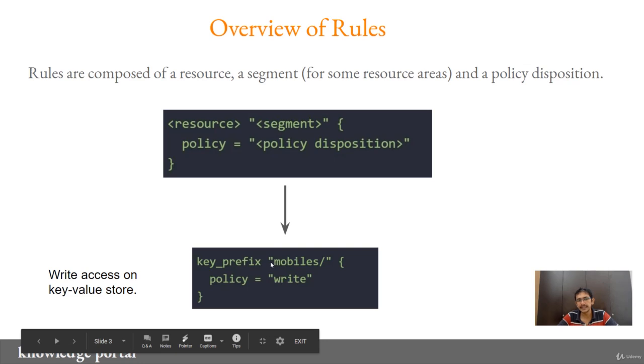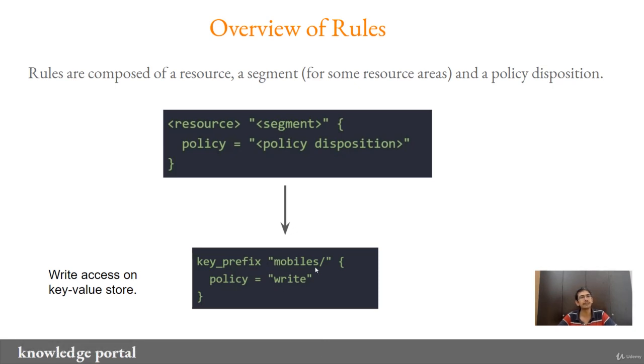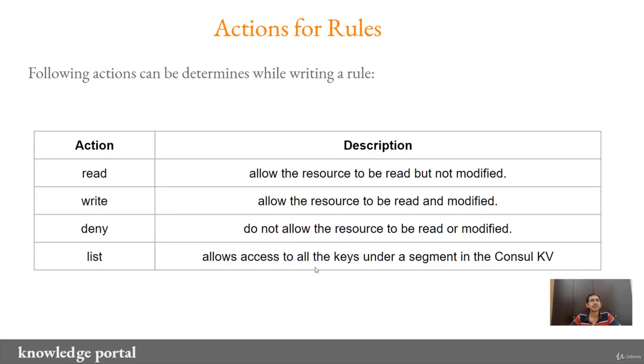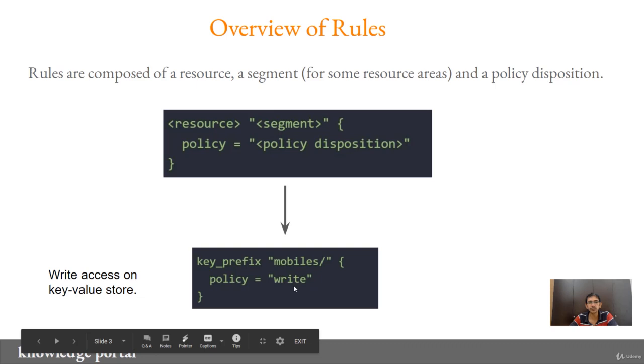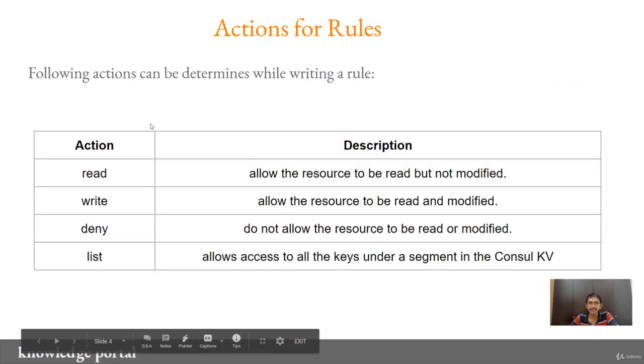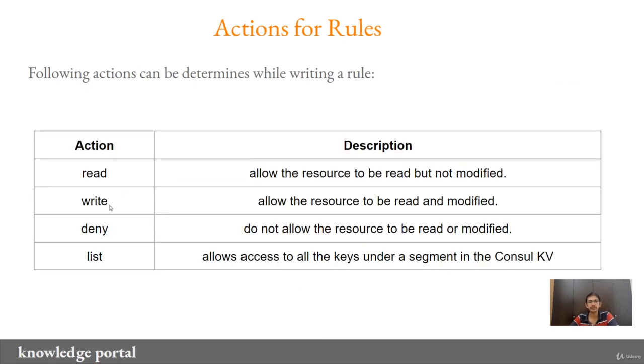Just by reading this, it is very easy to understand that the token that is associated with this will have the write access under the path of mobile of the key value store in Consul. When you discuss the action of the rule, for example here the policy had the action of write. There can be various other actions as well. So you have action of read, action of write, action of deny, and you also have an action of list that can be used over here. With this, let's directly jump into practical so that this specific concept can be better understood.